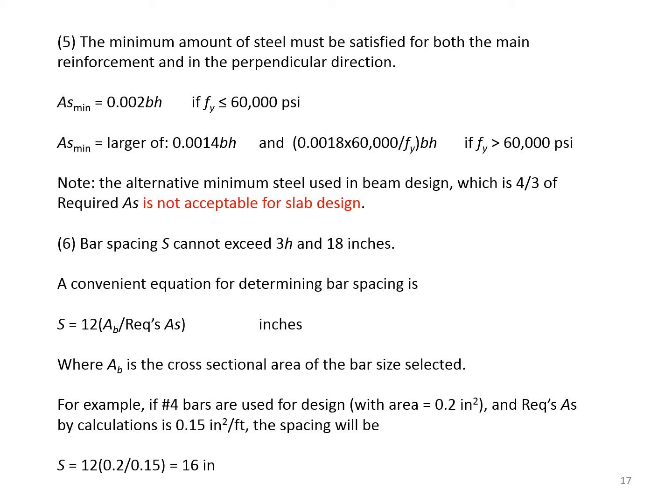For example, if number 4 bars are used for design, which has an area of 0.2 square inches, and if the required AS by calculation is 0.15 square inches per foot, then the spacing would be S equal to 12 times 0.2 divided by 0.15, which is 16 inches.